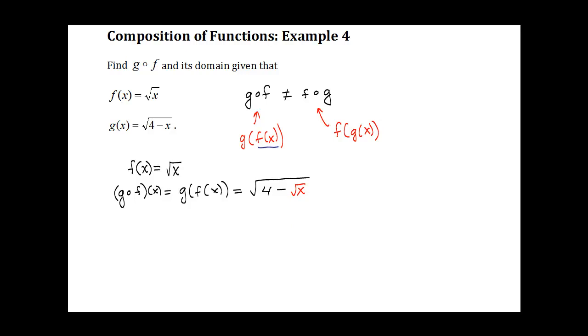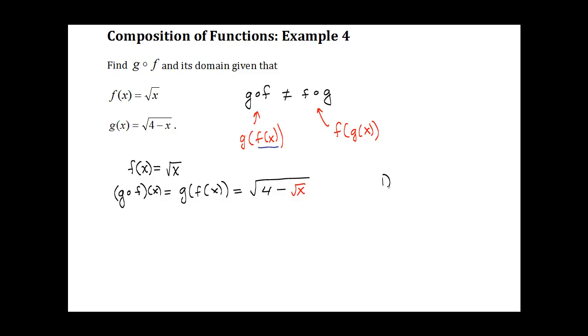Now we need to find its domain. And we know that you can only take the square root of a number which is greater than or equal to 0. And now you can see that we have two square roots we have to take into consideration. We have this root x, and we also have the root of 4 minus root x. So there's two different restrictions that we have to be wary of here.